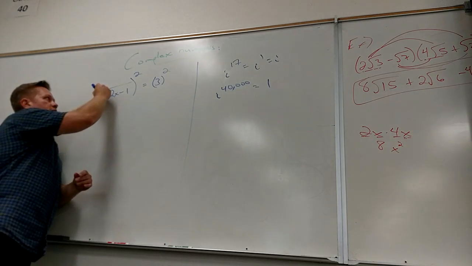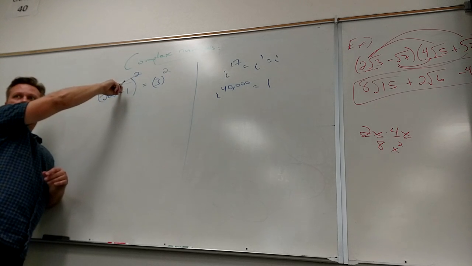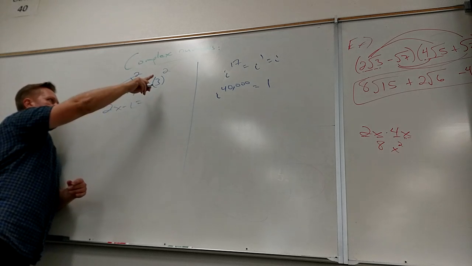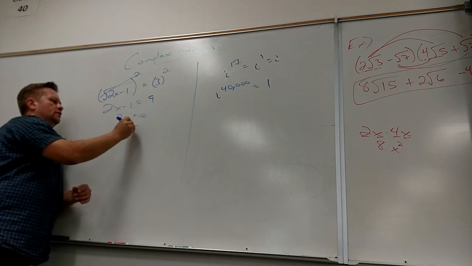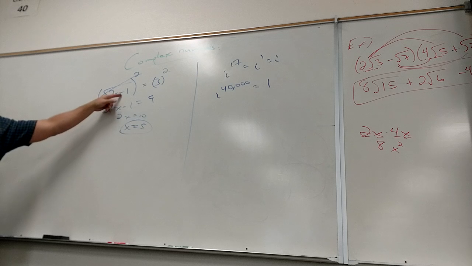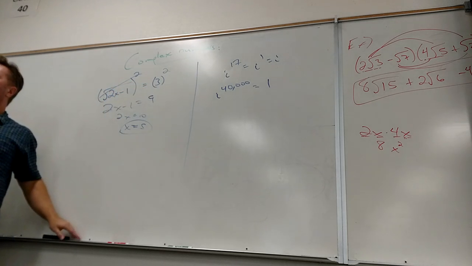So then what happens here? These cancel. Don't square this stupid thing. See how the square died? Gave its little life to free this dude. This dude is free. What do I get on the other side? 9. So I get 2x equals 10. I get x is 5. Yay! If I check it, twice 5 is 10. Minus 1 is 9. Square root of 9 is 3.